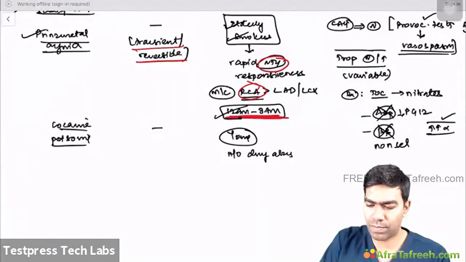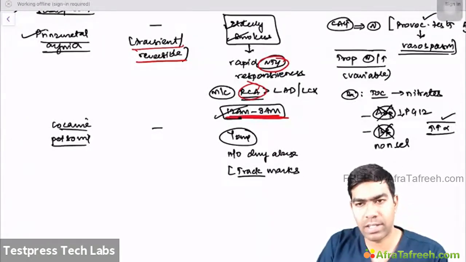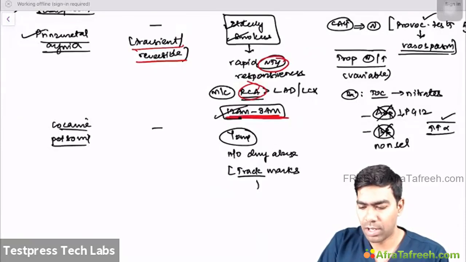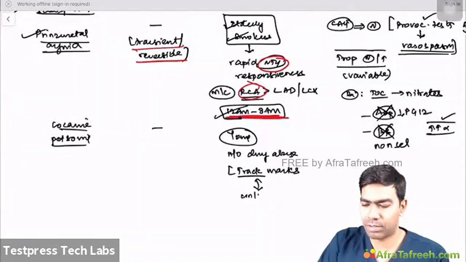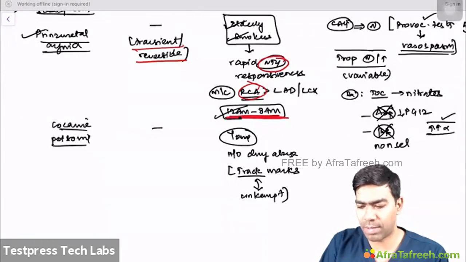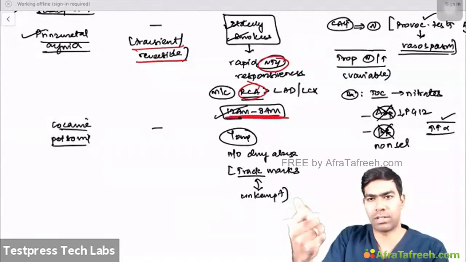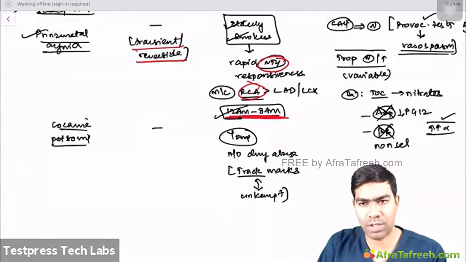And most of the time in exam, they can give words like track marks. I think you all will know what track marks mean. You can get track marks, or probably a word like unkempt, which means they are always under drug addiction. So unkempt, track marks, injection marks, drug abuse. That's what we refer to as track marks.